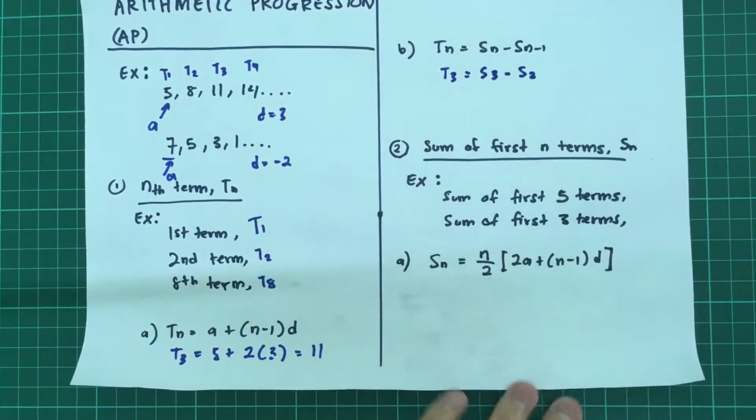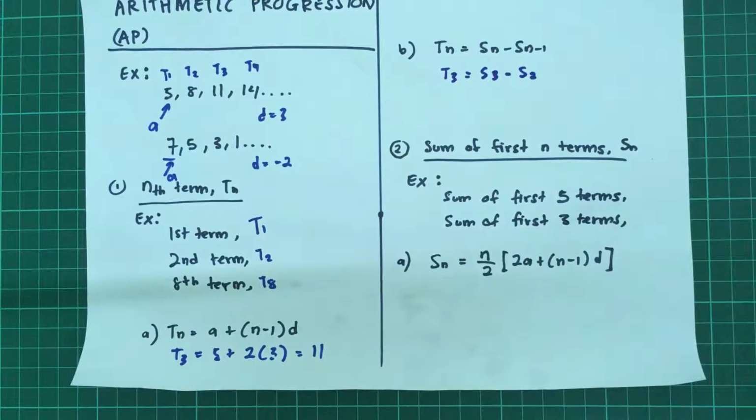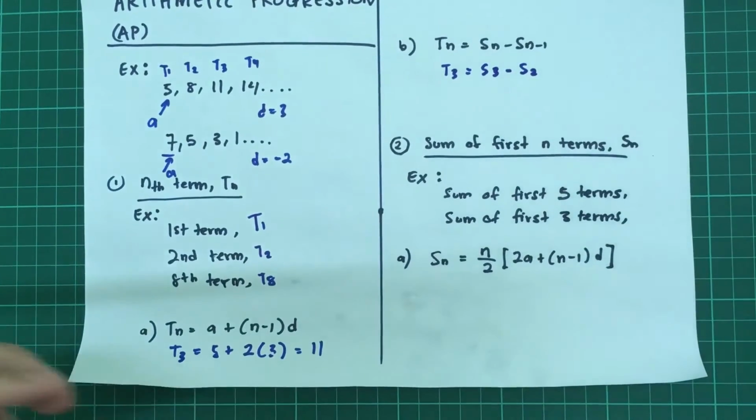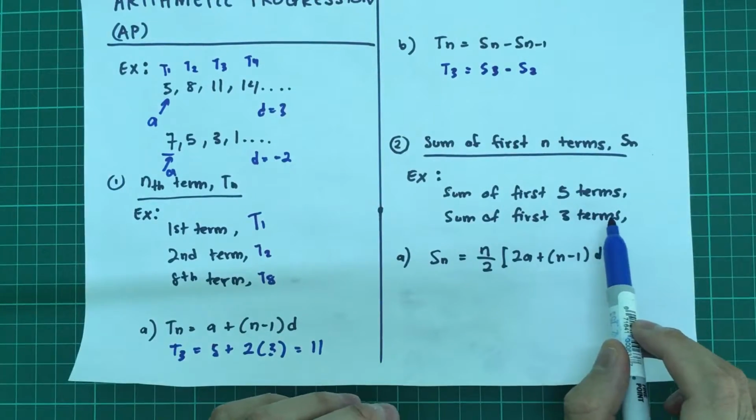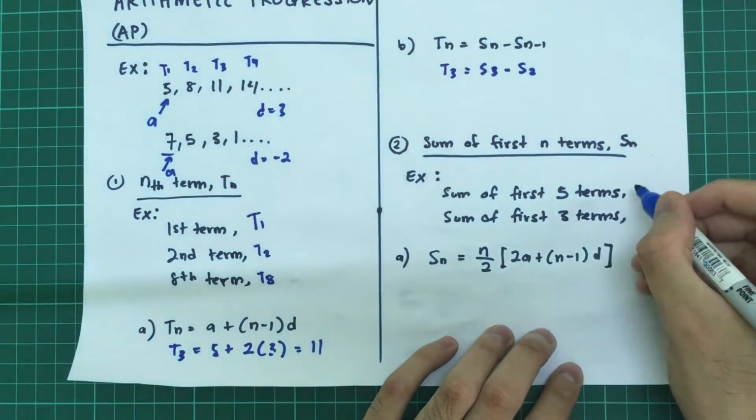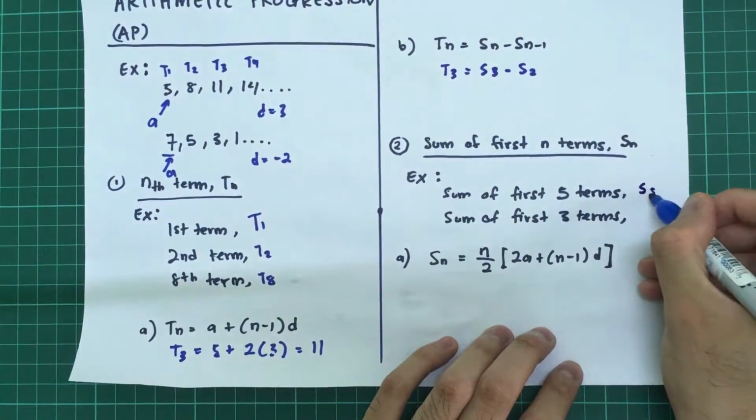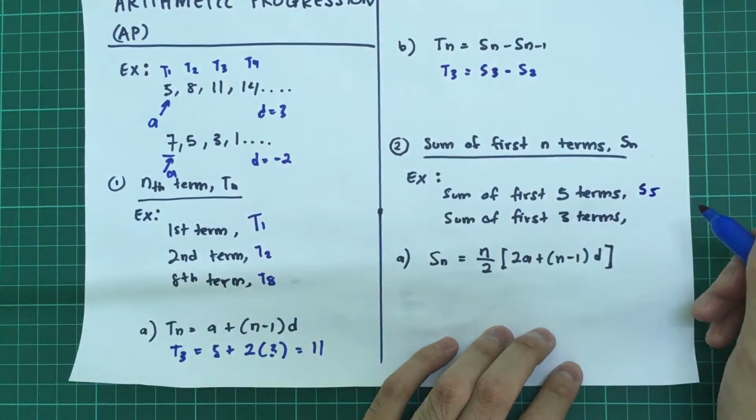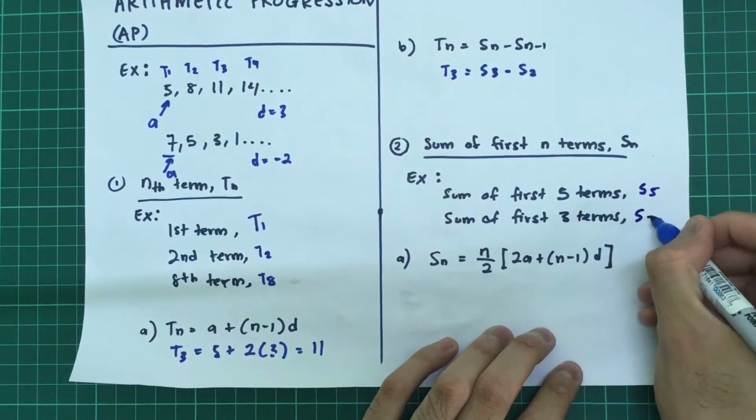Sum of first n terms. So what does it mean with sum of first n terms? Ialah jumlah term yang pertama. Contohnya sum of first 5 terms is that all the first 5 terms we add all of them together to get the sum of first 5 terms. Sum of first 3 terms is that if you have 3 terms, you add all those first 3 terms, you get the total there. So sum of first 5 terms, the symbol is S5. Sum of first 3 terms is what we call as S3.